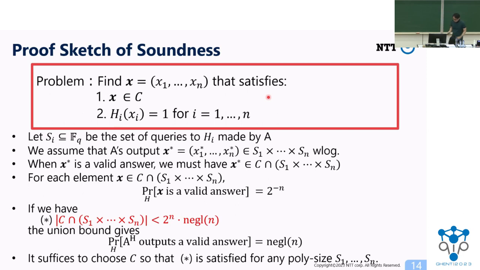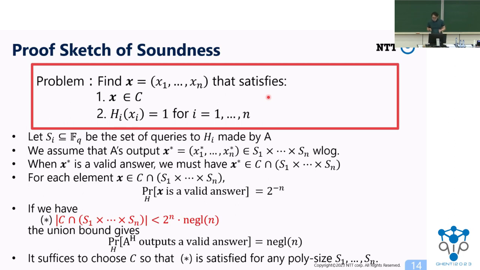The reason is that for any fixed x, the probability that the second condition is satisfied is 2 to the power of minus n. And so, if we can show this inequality, that the size of this intersection is at most 2 to the n times some negligible function in n, then the union bound gives the following: the probability that the final output is the right answer is negligible. So it suffices to choose the linear code C so that this inequality is satisfied for any choice of polynomial-size S1 to Sn. And so how do we do that?